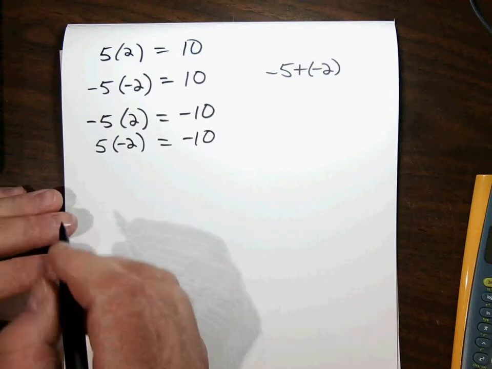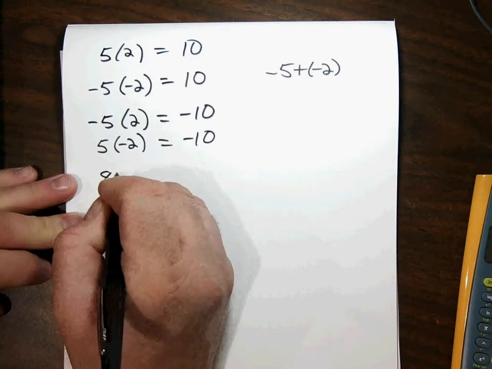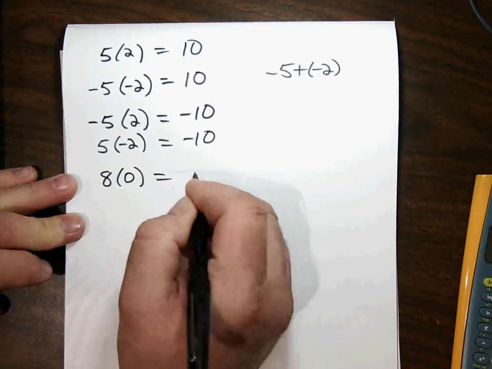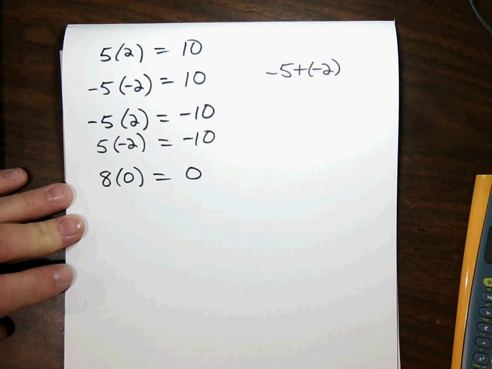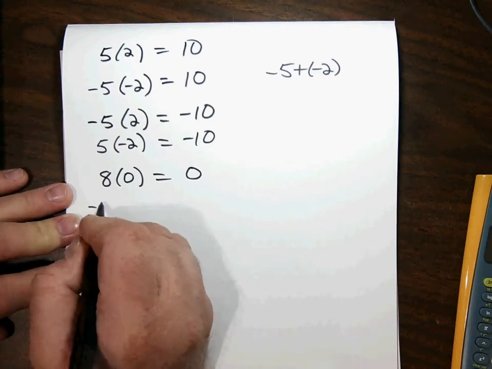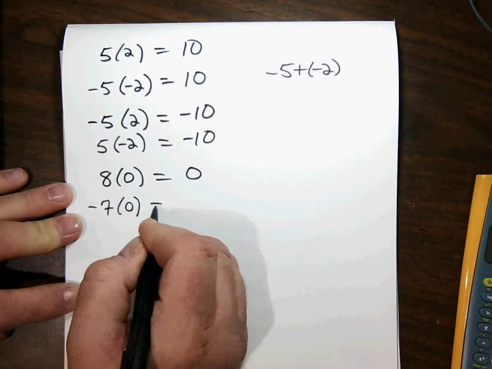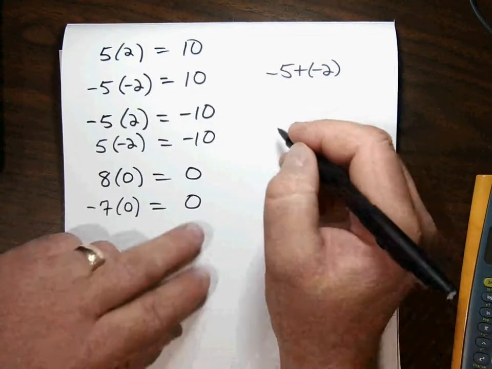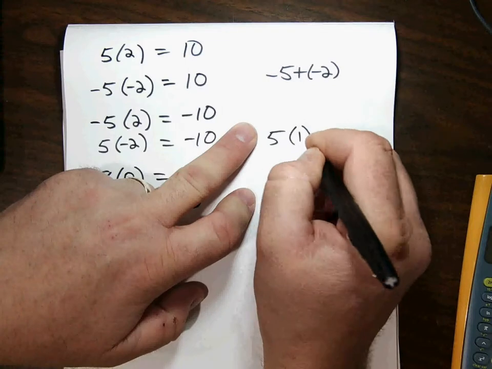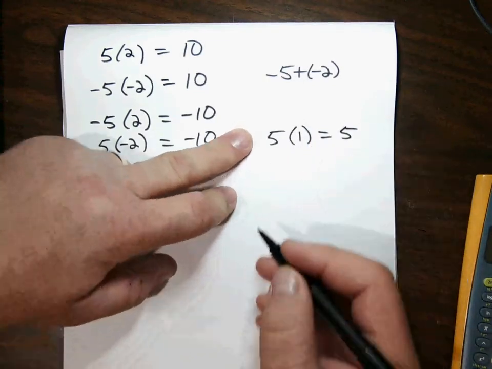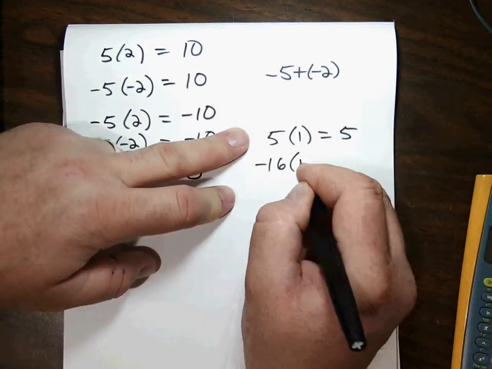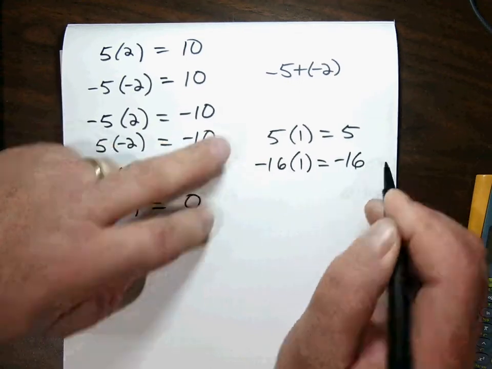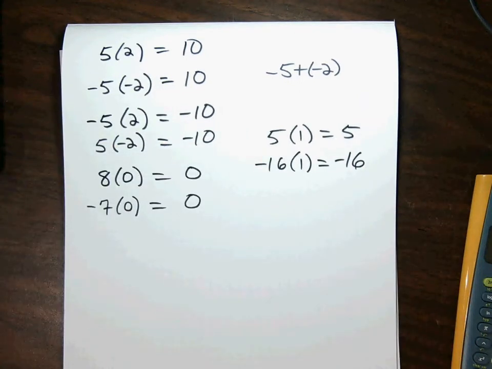Multiplying by 0, I think we all know this. 8 times 0 equals 0, right? So multiplying a number by 0, doesn't matter if it's a negative number, I always get 0. If I multiply a number by 1, I just get that same number, right? Doesn't matter what it is. Okay, so a couple of properties there that we knew, but just to refresh.